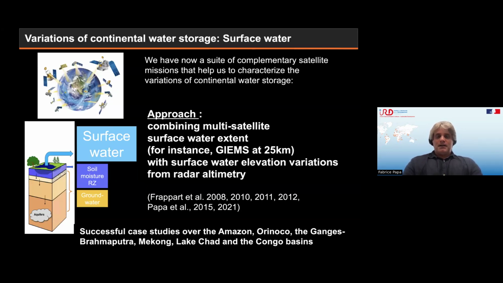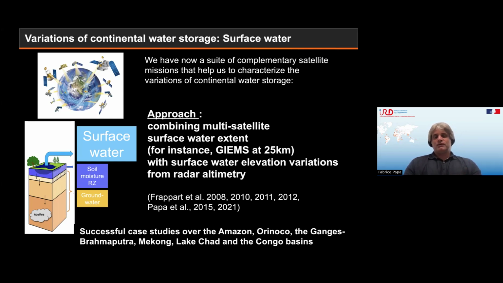So I will now present techniques that we have been trying to develop over time to characterize surface water storage variability. We don't have a direct measurement of surface water storage variability. SWOT is supposed to provide us some estimates, but it will take time to develop that. However, for the past decades, we have some complementary satellite observations that could help us, if we merge them adequately, to characterize some of the variation of continental water storage.